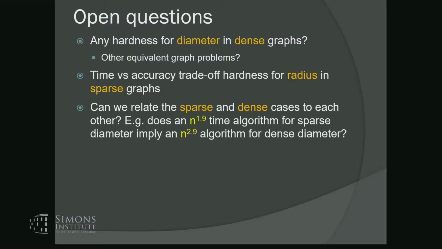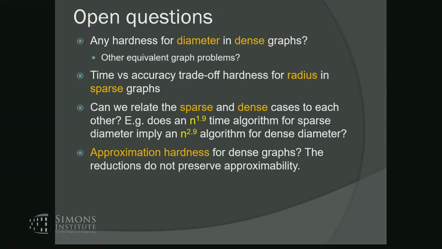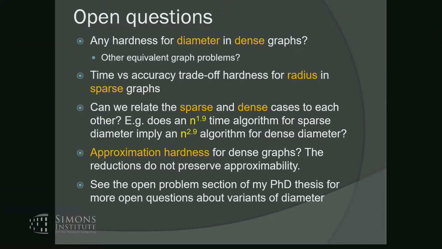This is the thing that was brought up earlier, about sparse versus dense. So far we have these reductions that work in either case, and maybe there's some way to unify it a bit better. And then there's also this question of approximation in dense graphs. We only talked about approximation in sparse graphs, and these dense graph reductions don't preserve approximability.